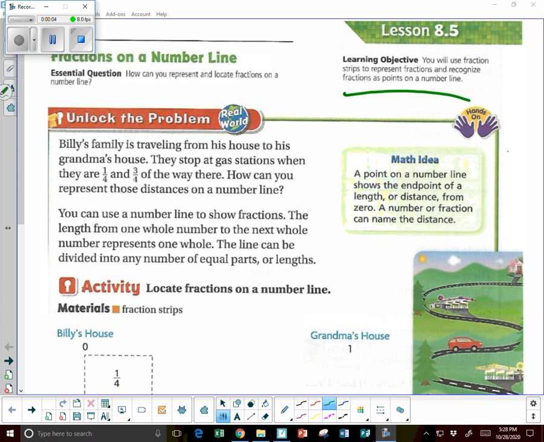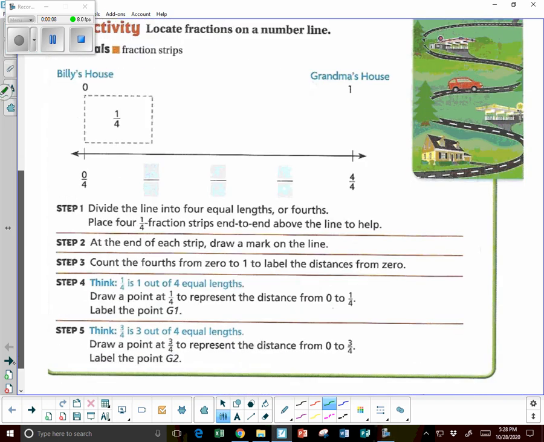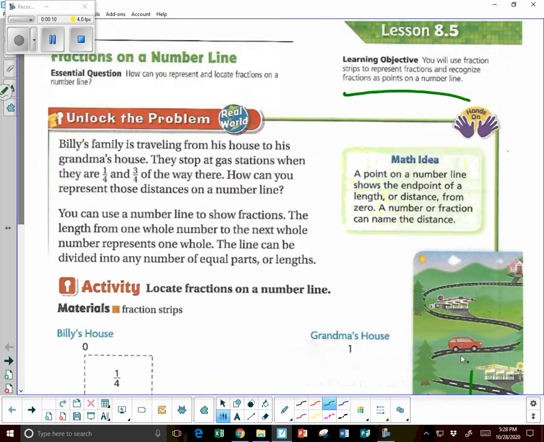Here we go. We're going to do lesson 8.5. Please turn to page 467, okay? And we are going to get started. We're going to do fractions on a number line because we like number lines. Now we're going to find fractions on it.